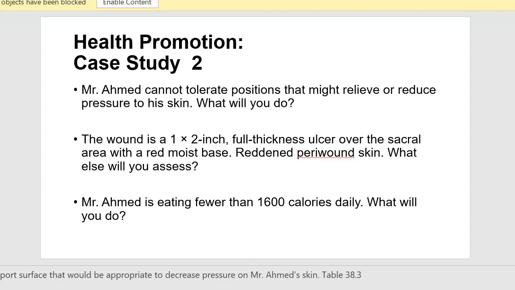So what else can we assess? We inspect and palpate the wound, the temperature. Is there any drainage? What pain does the patient have in that area? All great things to document. Mr. Ahmed is eating fewer than 1,600 calories. So what is the first thing you do? Remember, the first thing we do in nursing is we go by the nursing process. So we want to assess. What are we going to do for Mr. Ahmed? We're going to do a calorie count for him and see how much food he actually is eating.